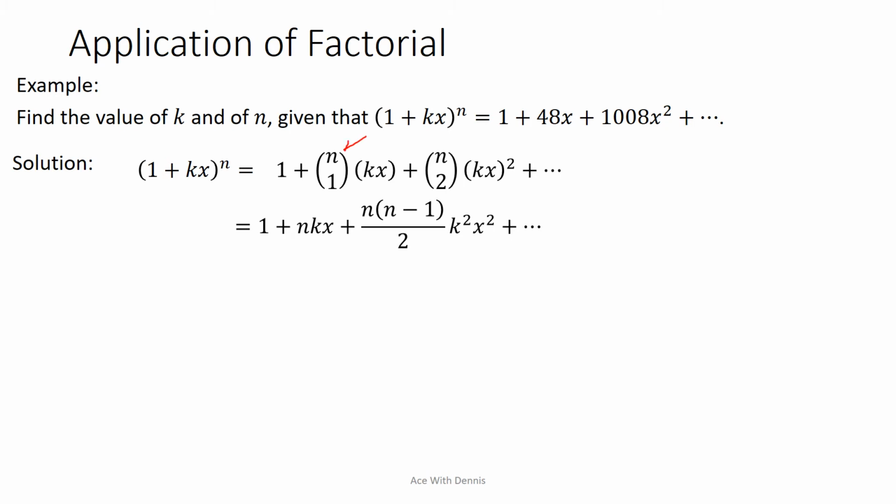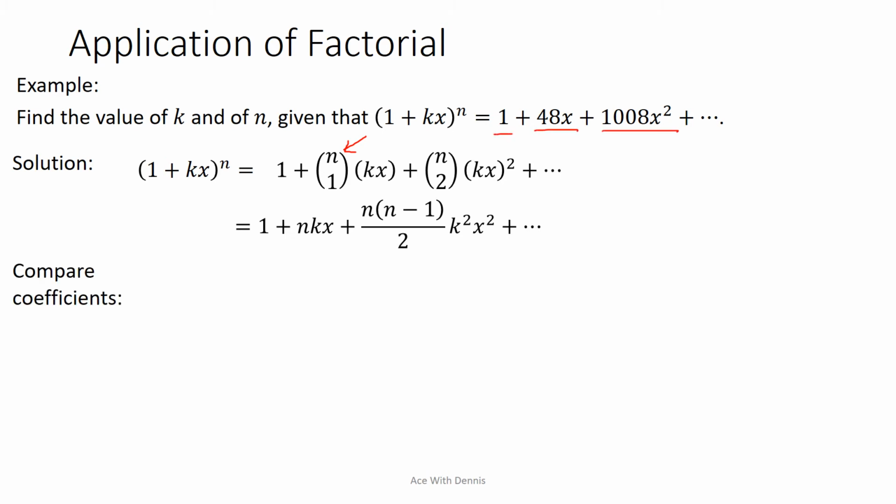So we have to apply the formula of factorial. n choose 1 is n, so it becomes n times kx. n choose 2 will be n times n minus 1 over 2, k squared x squared, and so on. We just need to expand until 3 terms because over here it is given to us as 3 terms.